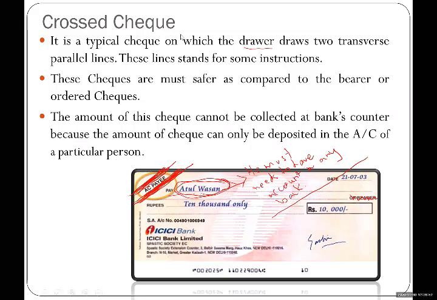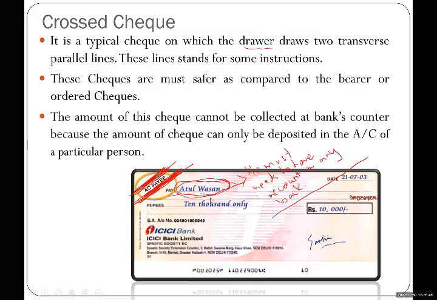Now the cross check is the safest check. Why? Because by putting these two transverse lines, this is the instruction to the bank to never pay cash to Atul Vasan. Atul Vasan has to take this check to his bank and always deposit it into his account, and the money will come via the clearinghouse into his account. The amount of this check cannot be collected at the bank's counter because it can only be deposited into the account of a particular person.